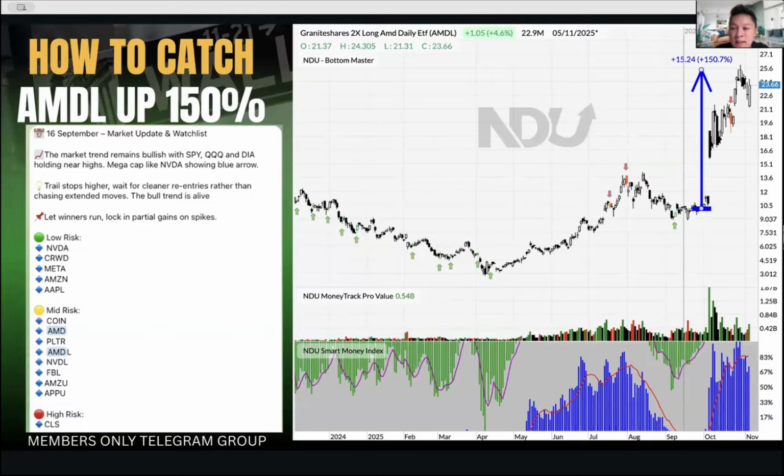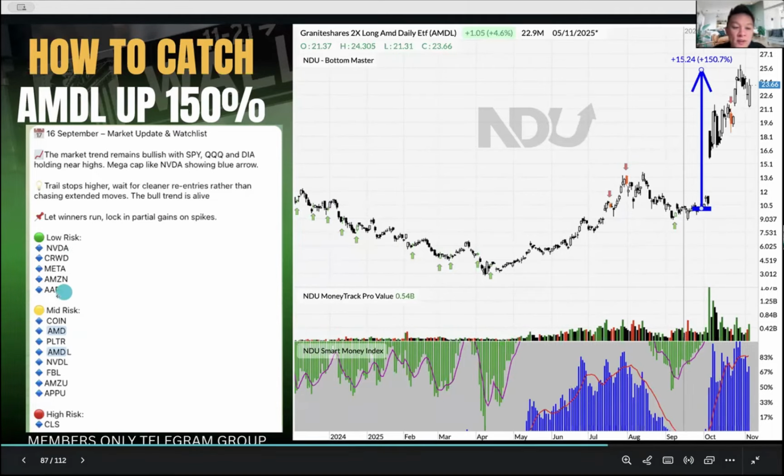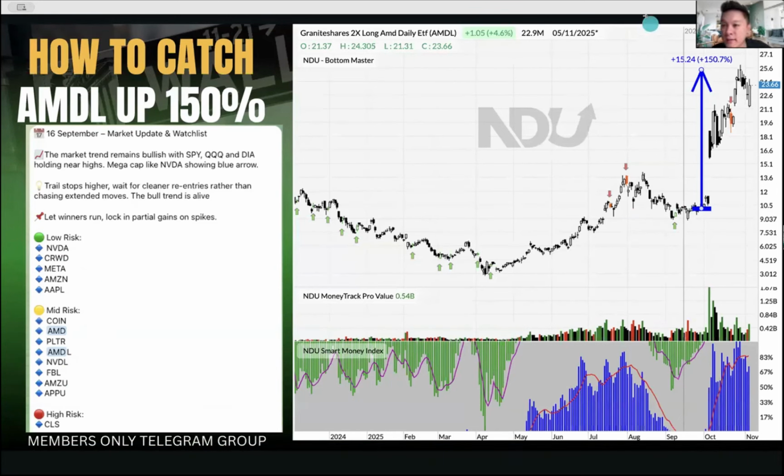In the weekend study, we analyzed the market changing from downward movement to upward, so we positioned ourselves into certain trades, and things just happened. AMD suddenly moved up 30-40%, then continued to move up 150%. That's AMDL, up 150% in one month. This is the kind of fortune you wish for. Understand?